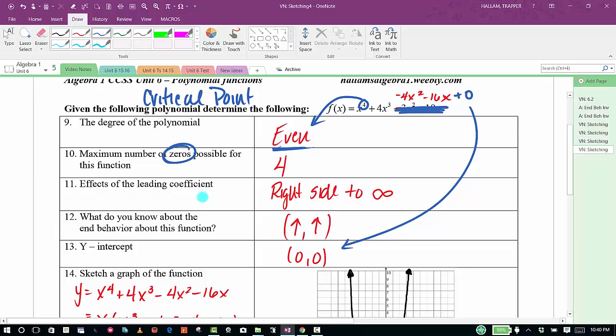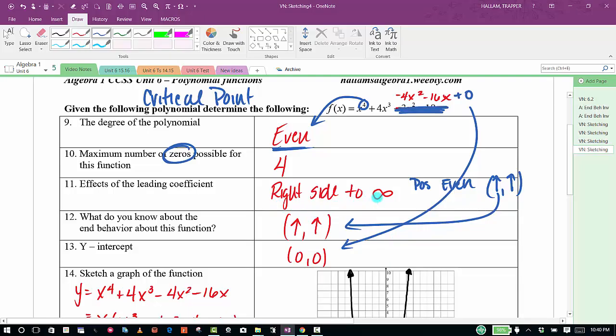The effects of the leading coefficient, well, it's positive and it's even, so you can write that down, positive and even. And that means that with even, they go the same direction. Positive means they both go up. So hypothetically, that's what those arrows mean. Oops, that's actually where it goes.